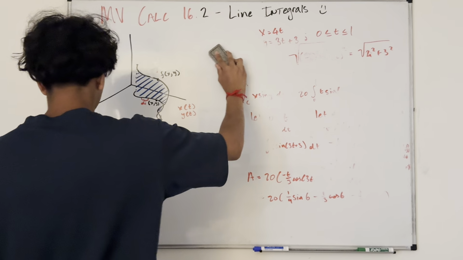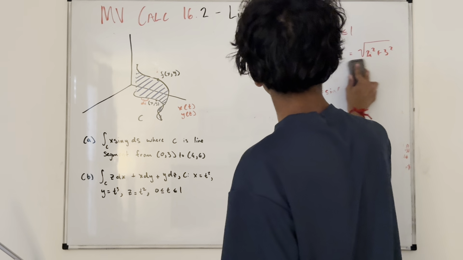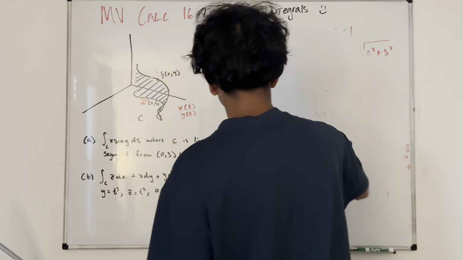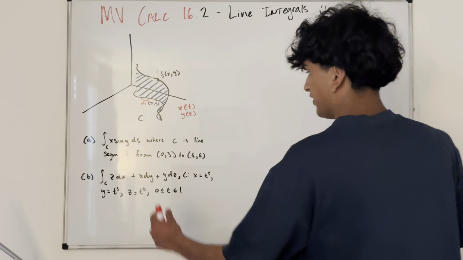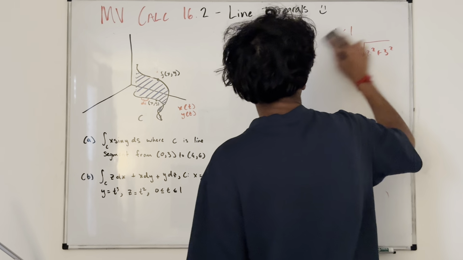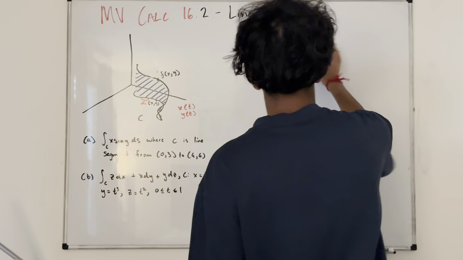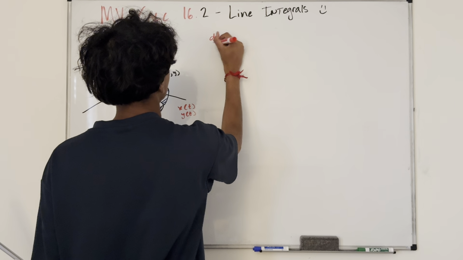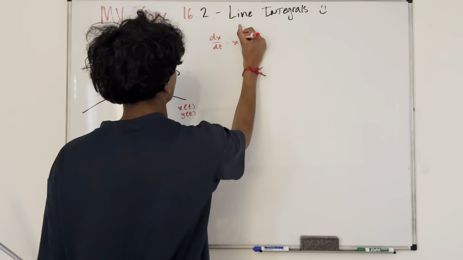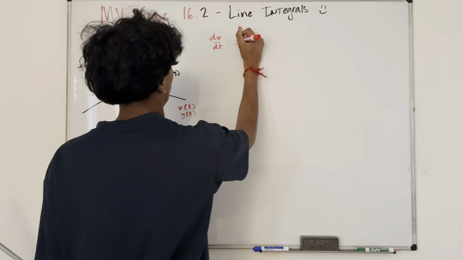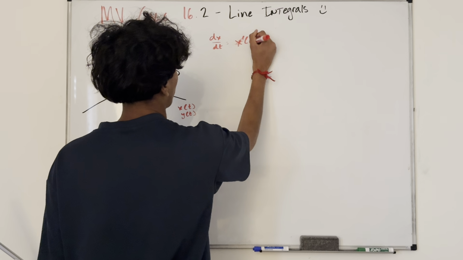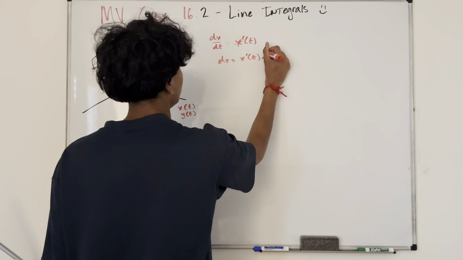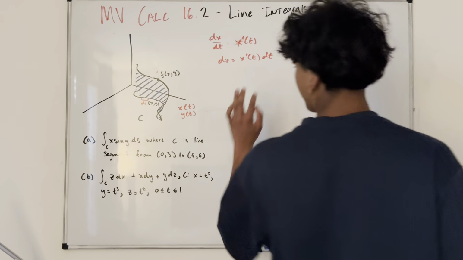But let's go on to part B, and you notice we're not doing ds, we're really doing dx, right? But if you think about what dx is, if I'm doing z times dx, I know dx/dt is equal to whatever the derivative is, x prime of t. So I know dx is just x prime of t dt. So it's not too bad, right? I just substitute that in for ds.